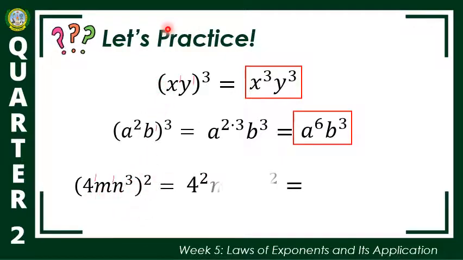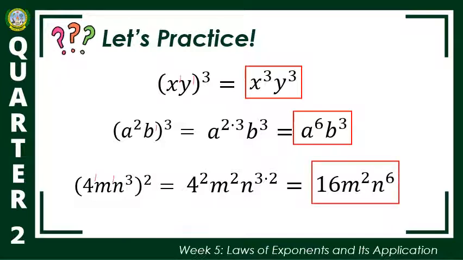Okay, so we will get 4 squared, so 1 times 2 is 2, and then m squared, again 1 times 2 is 2, and then n raised to 3 times 2. So simplifying this, 4 squared is 4 times 4, that is equal to 16, and then 3 times 2 here is 6. So the final answer is 16m squared n raised to the 6th power. Okay, so yan po ang ating final answer.